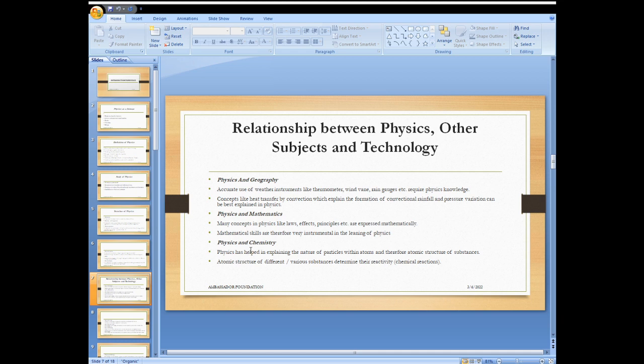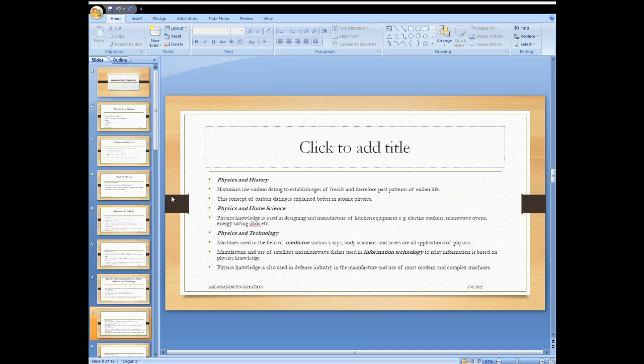Physics and chemistry. Physics has helped in explaining the nature of particles within atoms and therefore the atomic structure of substances. So you see now again, chemistry depends on physics. The atomic structure of different substances determines the reactivity series. So you see now, atoms are very well explained in physics, but chemistry borrows that knowledge. Look at this, physics and history. I know you are not expecting this. How can physics and history depend on each other? Also, relax. Also physics and religion still borrow some ideas from each other. So now look at this.